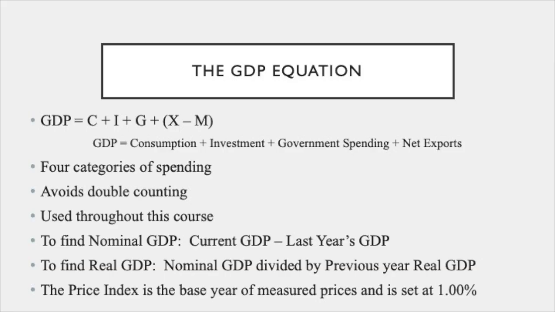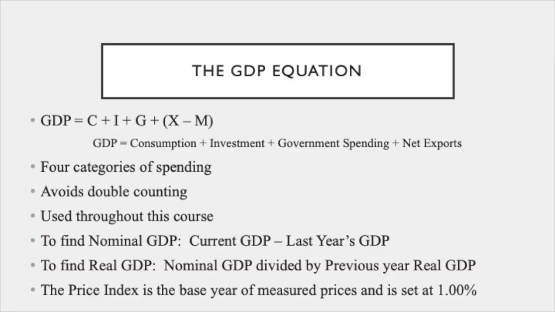This is exports minus imports. Exports are goods and services sold to other countries, adding to our GDP. Imports are goods we buy from other countries, which we subtract because they're produced elsewhere. So when we add it all together, GDP measures the total value of final goods and services produced within our country.